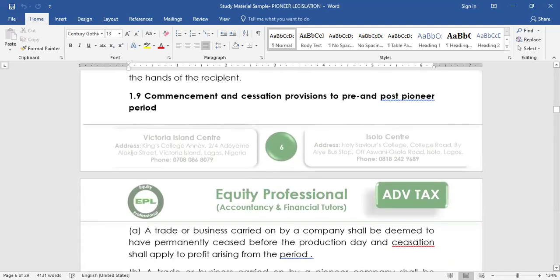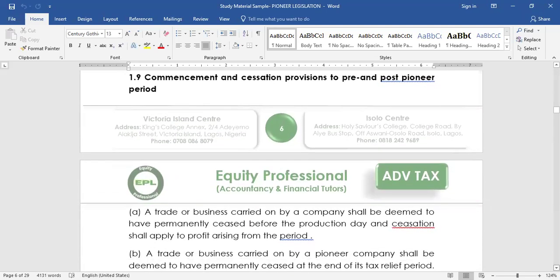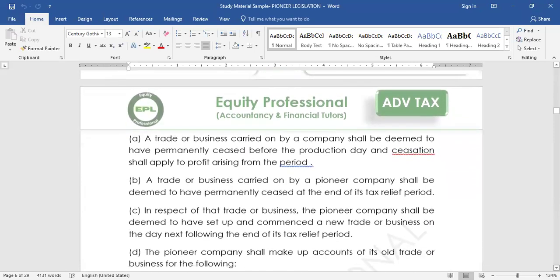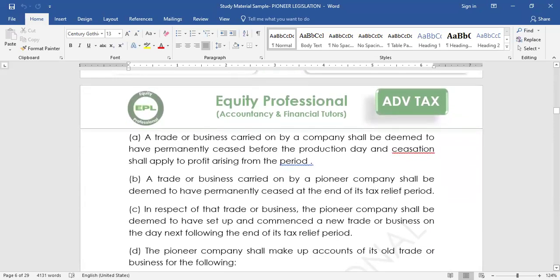Now, let's talk about the commencement rule and cessation rule as applied to the pre and post pioneer period. A trade or business carried on by a company shall be deemed to have ceased before the production date, and the cessation rule shall apply to the profits. This one is saying, assuming a company that applied for pioneer incentive has been in business before they applied, immediately they are given pioneer certificates, that business they have been doing before the production date, we are going to apply the cessation rule to that profit.